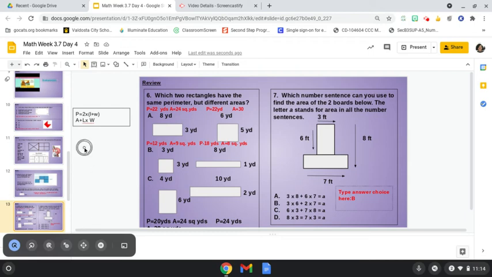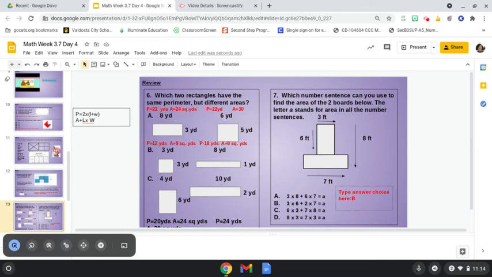Next question. Which two shapes have the same perimeter but different areas? Here's the formula for perimeter: 2 times the length plus the width. The formula for area: length times width. Let's figure out the perimeter for part A. 8 plus 3 is 11 times 2. That would be 22 yards for the perimeter. And the area, 8 times 3, that would be 24 square yards.